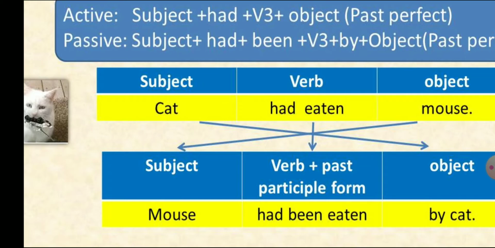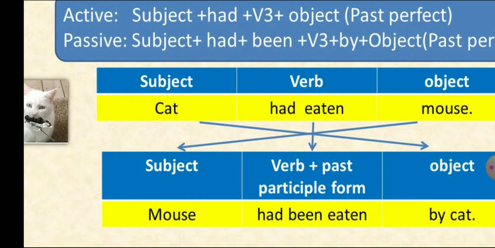How can you identify that it is in past perfect tense? It is by seeing the verb, that is had plus eaten. So had means it is past and perfect, past perfect tense. So this sentence is in past perfect tense. Now we have to change it to passive voice. How to change? We have to interchange the subject and object. So cat becomes the object in passive and mouse becomes the subject in passive. So mouse had been eaten by cat.